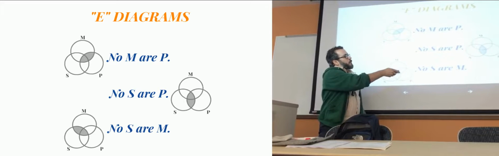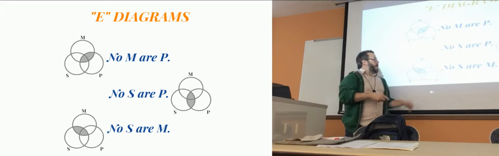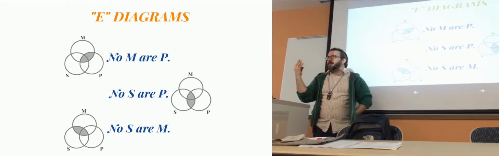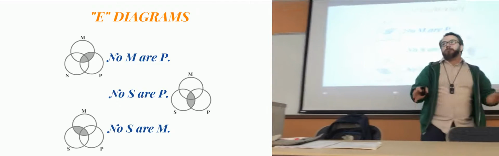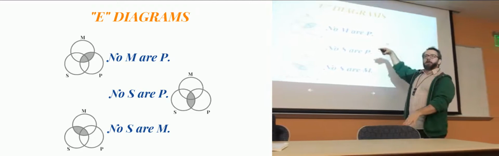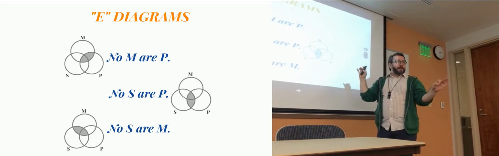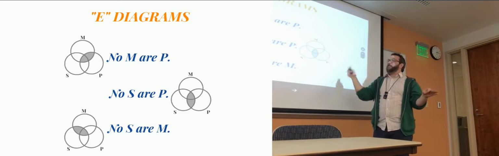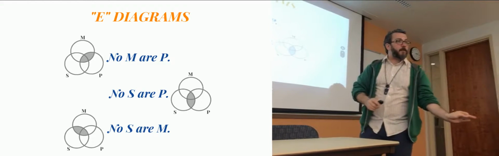Here's no S are P, where I've shaded out the region where S and P intersect. Here are no S are M, where I shade out the region where S and M intersect. And it's exactly the same as any other E Venn diagram that I've done before. I'm just moving it around this more complicated structure. Does this make sense? At least approximately as much as the last one made sense? Okay. Hopefully we're feeling strong on this, because the next step introduces a little bit of a wrinkle.